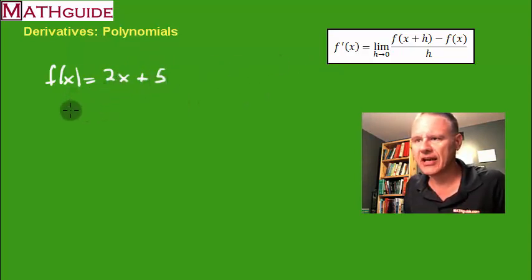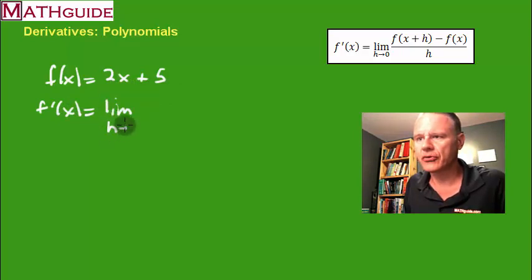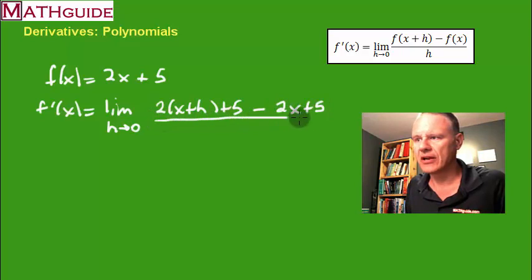Well, the first derivative says we're supposed to take the limit as h approaches 0 of this function. It says let's plug in x plus h into this function. In other words, I'm going to replace the x with x plus h. And then it says let's subtract f of x. So I'm going to subtract 2x plus 5, and I'm going to write it like this.